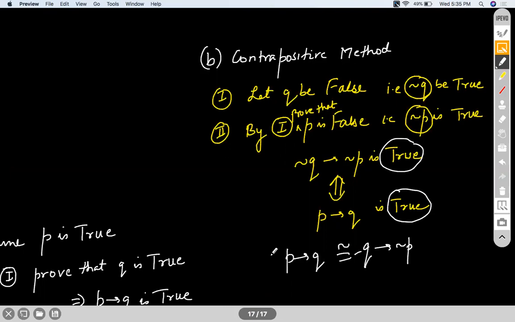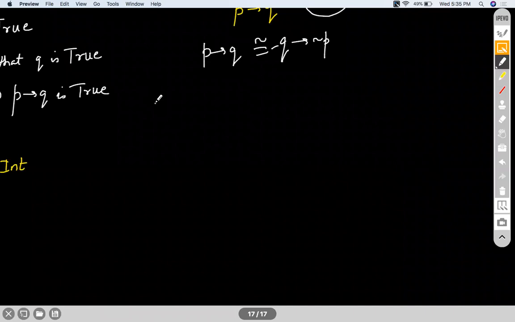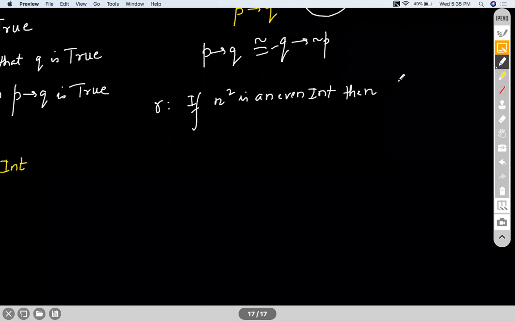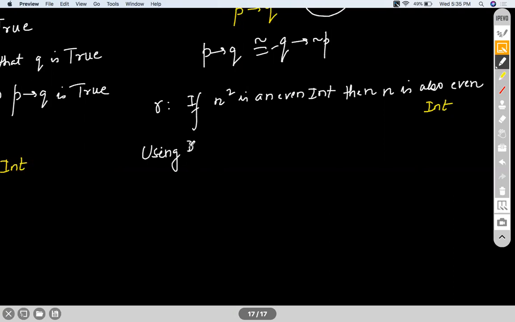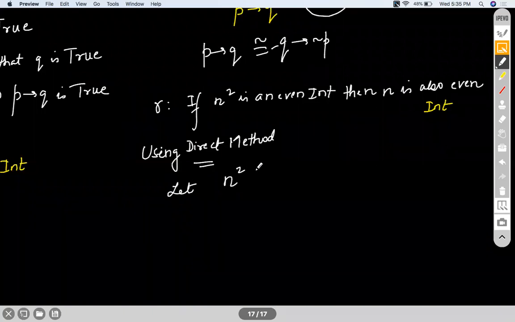Correct? Now, where do we need a contrapositive approach? Let me go back and give you the same question in a slightly different way. Let's say there's a statement R which says, if n square is an even integer, then n is also even. Now try to prove this by using the direct method. If you use the direct method, you'll see that there are some bottlenecks.